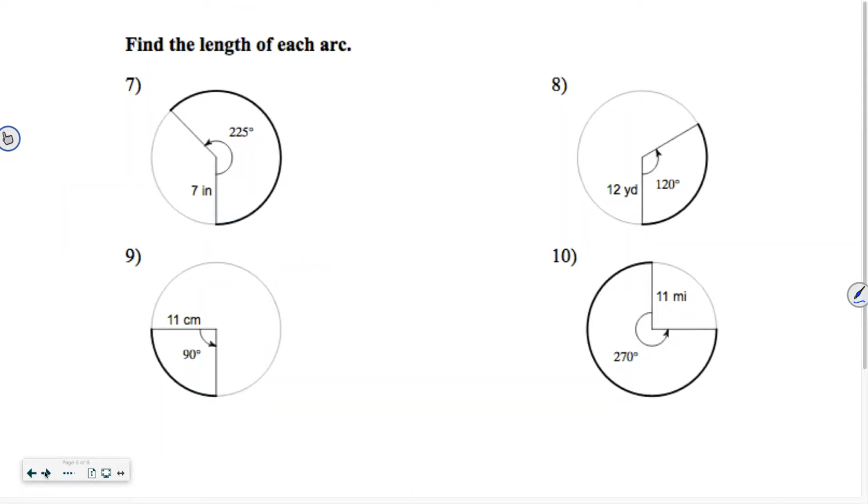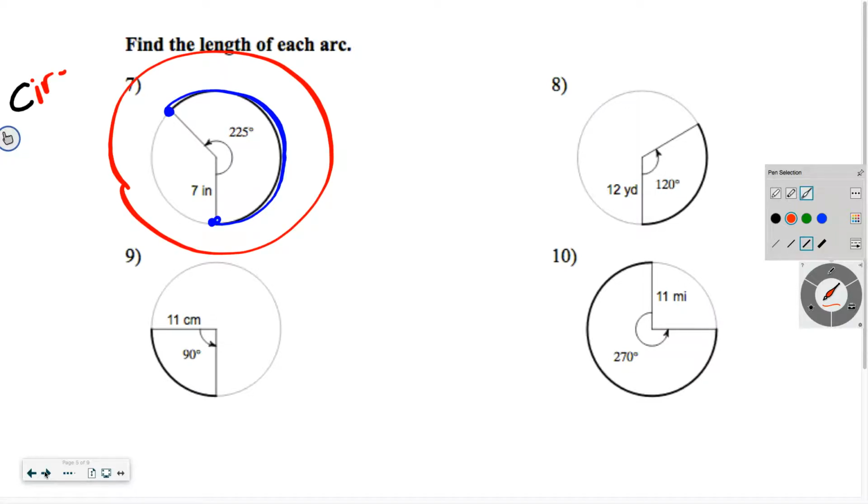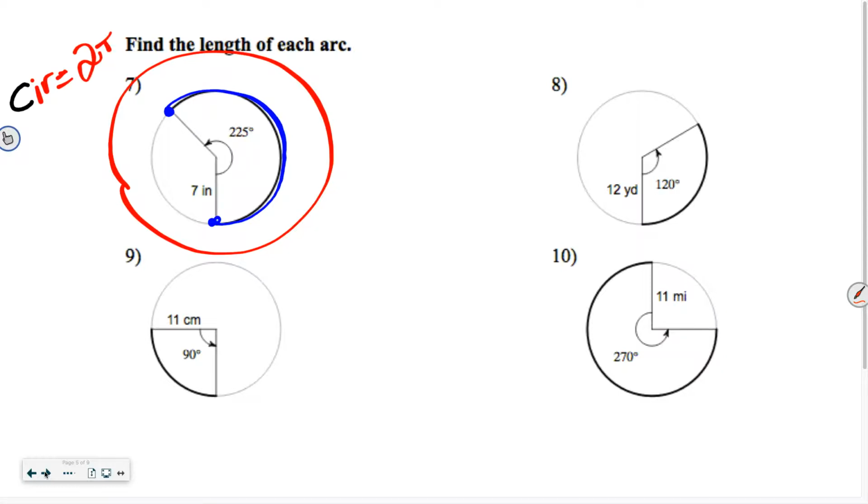Now these questions are asking for the length of the arc. So they're no longer asking for the measure of the arc. They want to figure out if I took a string, how long it would be. So the first thing I want to do is think about it for a second. If I took a string from this point and I went around the circle to this point, I want to know how long it is. Well, the first thing I know is that if I go around a whole circle, that's called circumference. And the formula for circumference is 2 pi r, or 2 times pi times the radius.